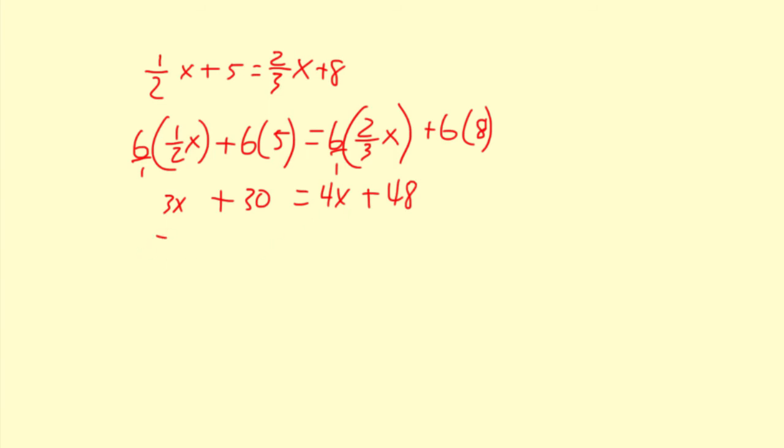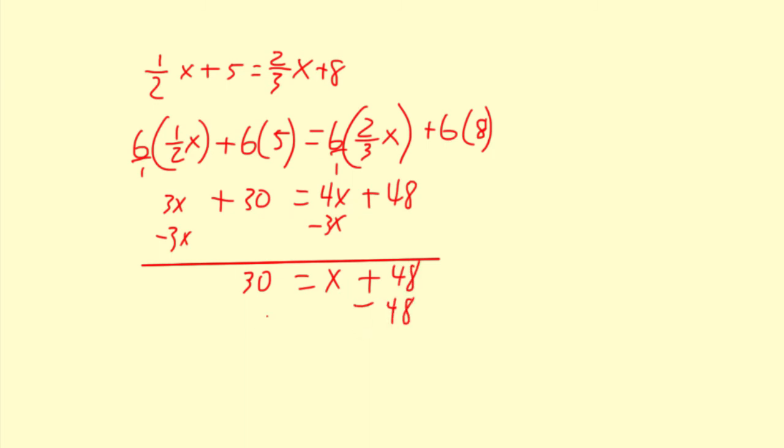So I'm going to subtract 3x from both sides. That's going to give me 3x minus 3x is 0, and then plus 30, so 30 on the left, equals 4x minus 3x, which is 1x, plus 48. To solve for x, subtract 48 from both sides. So 30 minus 48, that's negative 18, and then equals x, and then plus 48 minus 48 is 0. So here we go, x equals negative 18.